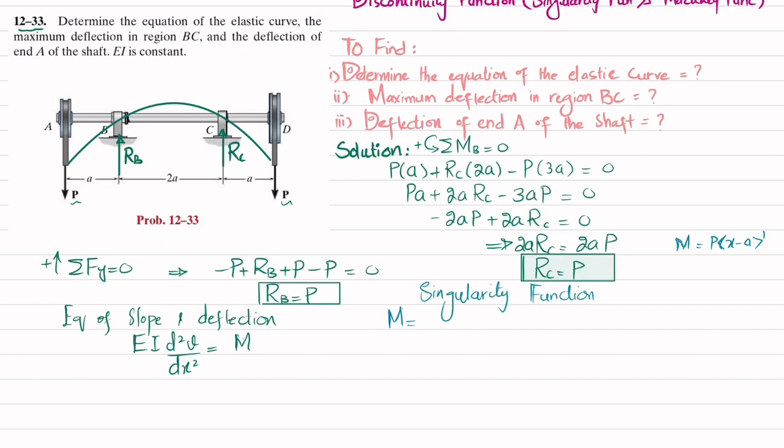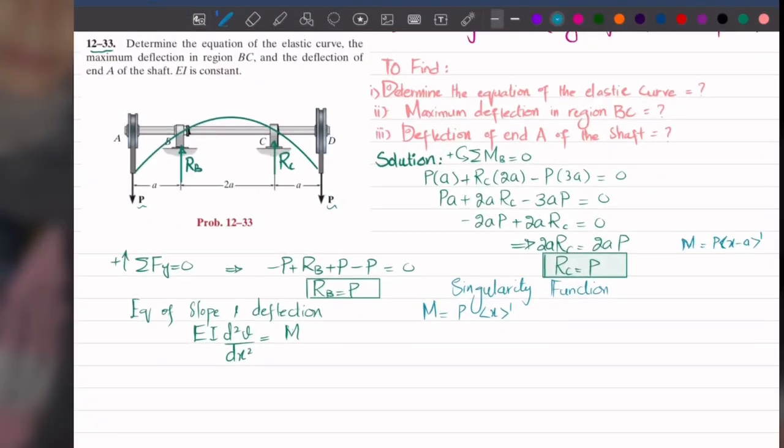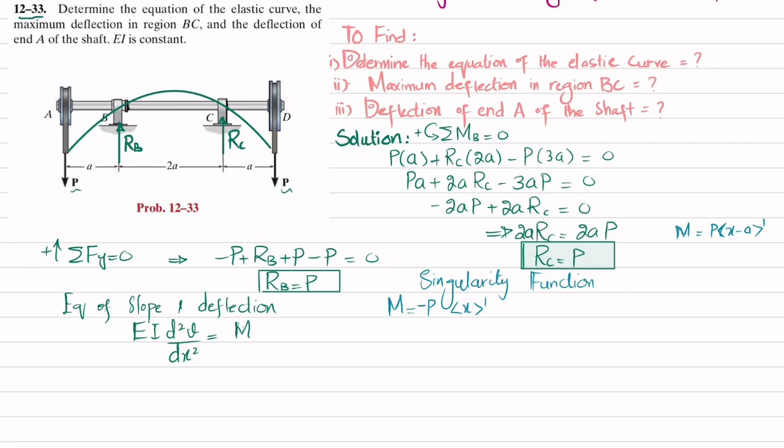Now for this loading, you can see that the load is P and a is equal to 0 because x starts from here. So we will write P into x power 1 because a is equal to 0. Here the loading is downward, so this value will be negative. The second thing, plus, this loading is upward, which is positive, and RB is equal to P. So P into this distance, x starts from here, so this is a. So P into x minus a power 1. The third loading is also upward, plus RC, and this will be P into x minus, now the distance is a plus 2a, which is 3a.